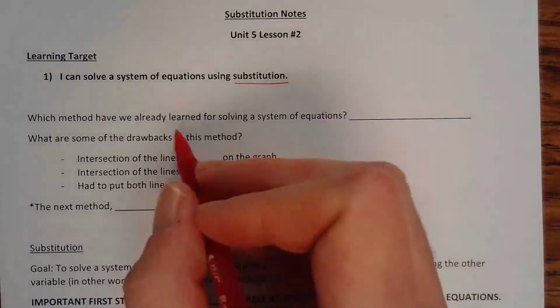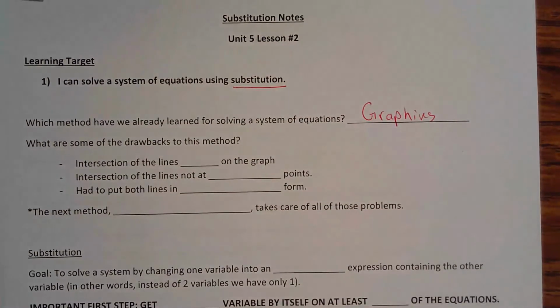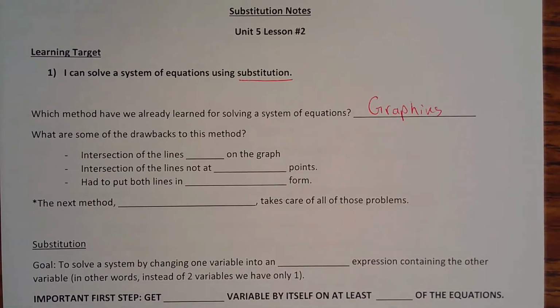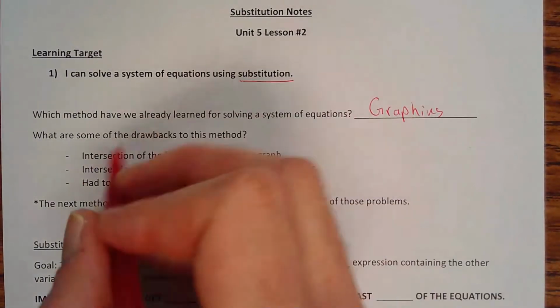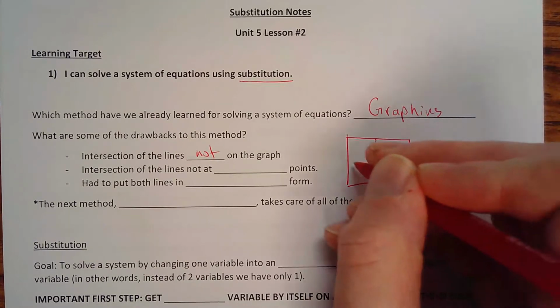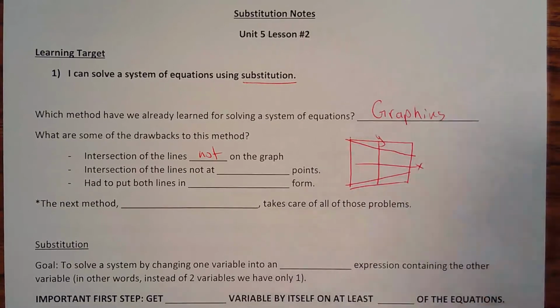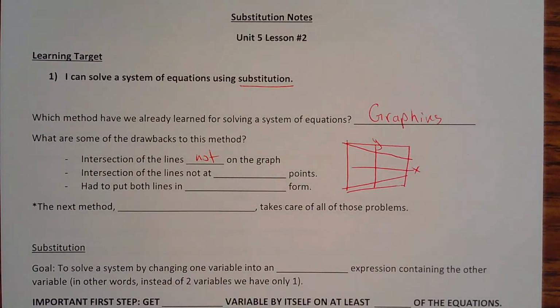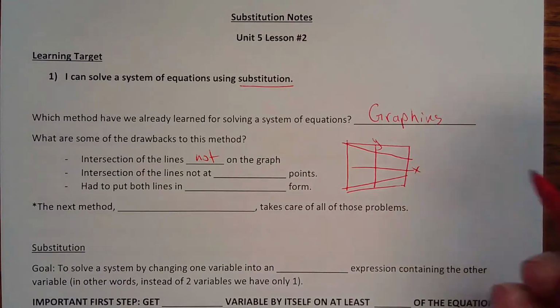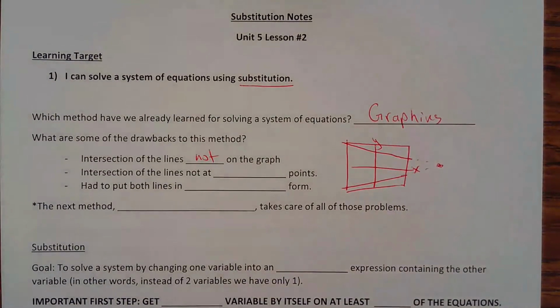So which method have we already learned? We already learned graphing. And some of the drawbacks of graphing, maybe you ran into these on the homework. Sometimes the intersection of the lines is not on the graph. So for instance, here's your viewing window, here's the y-axis, x-axis, here's the first equation, there's the second equation. And you say, well, they're not parallel, so I can't say no solution, but I can't really find the solution. It's really hard to tell because it's somewhere over here off the graph where they actually intersect. So that kind of stunk sometimes.